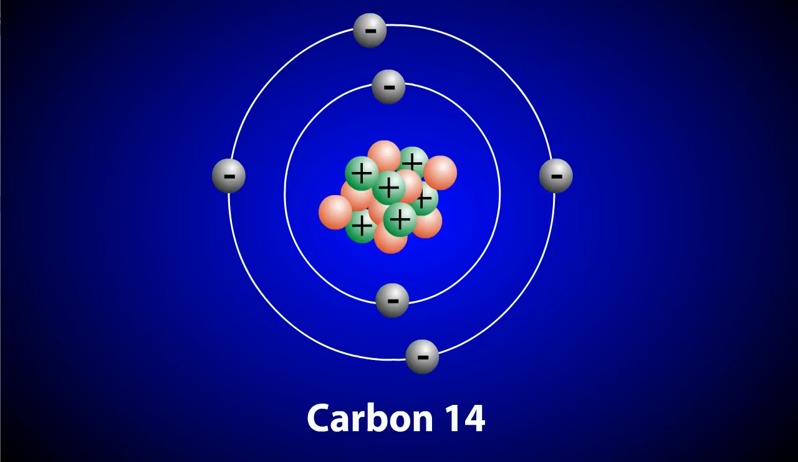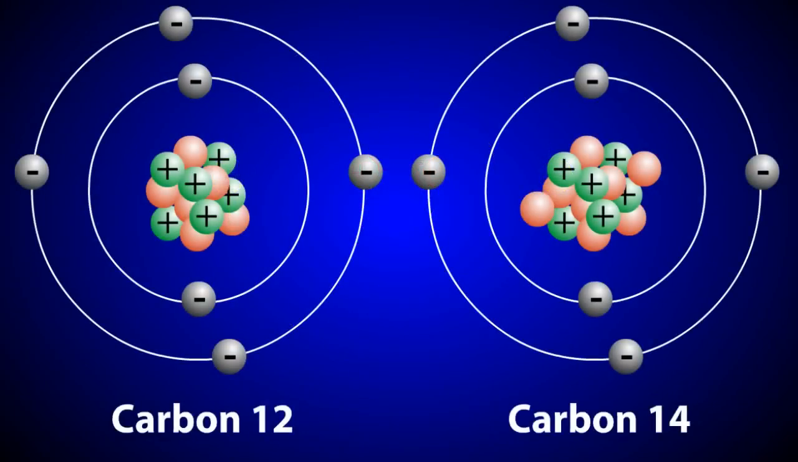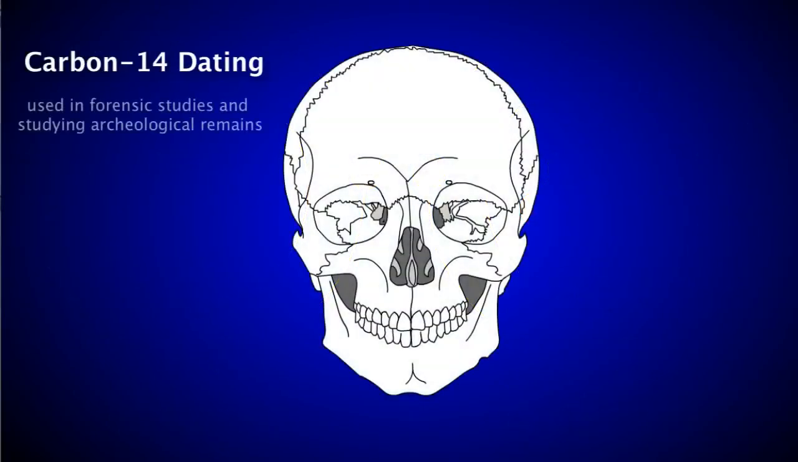Since carbon is found in all living organisms and the decay rate is well documented, we can use carbon-14 as a way of dating how old a sample of tissue may be by comparing ratios of carbon-12 and carbon-14. Carbon-14 dating is commonly used in forensic studies and in studying archaeological remains.